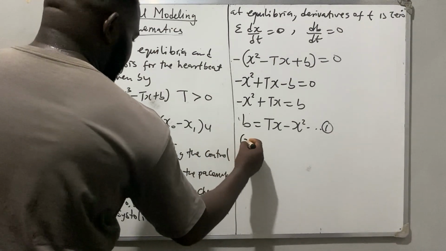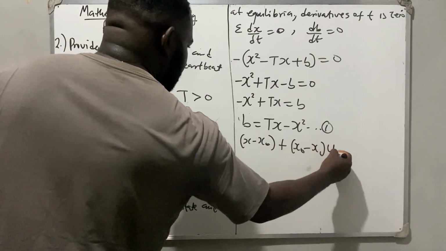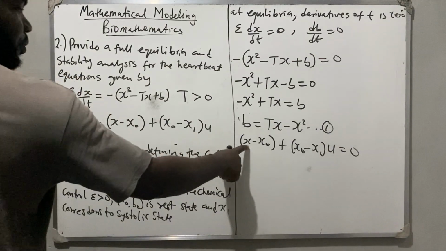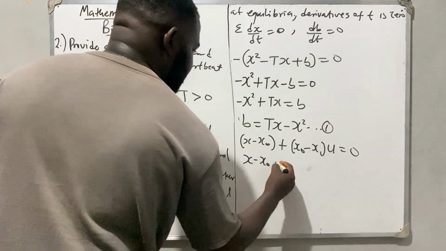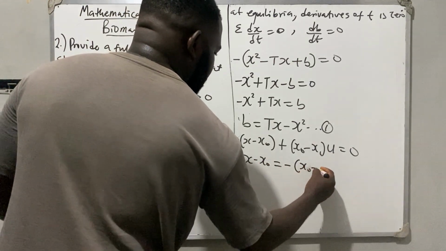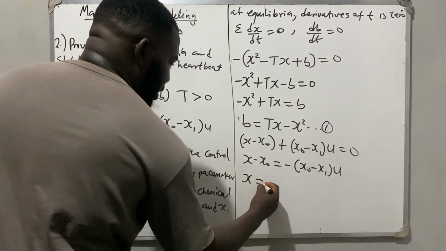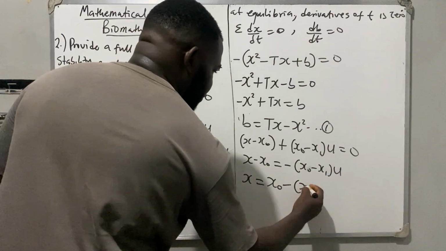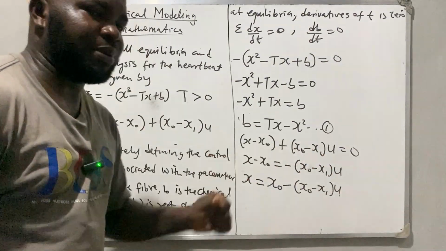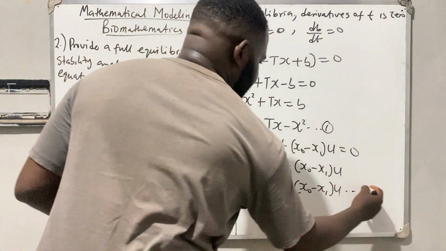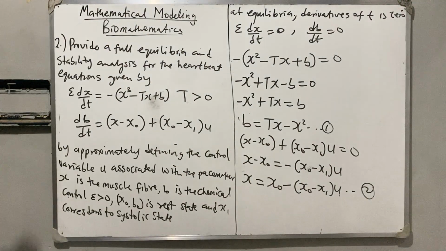So we'll say that x minus x naught plus x naught minus x1 u is equal to 0. We're going to make x the subject of the formula in this case. So that means this is moving to this side, and I'm having x minus x naught will now be equal to minus x naught minus x1 u. Moving this to this side, my x will now be equal to x naught minus x naught minus x1 u. Now we cannot just subtract this because of the u at the back here. So your equation 2. You tell them at equilibria that b is equal to this and x is equal to this. Very, very simple.